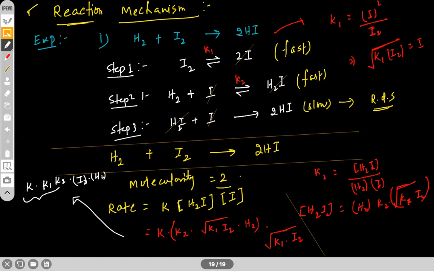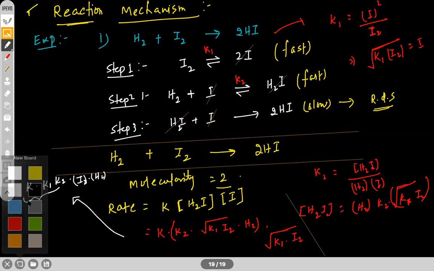For that, we take the help of these two steps. For this one, we can write the equilibrium constant K2 as concentration of H2I divided by H2 into I. That's what I have written here. For this one, we can write I squared by I2. So we'll find out I in terms of I2 from this. So I is equal to root over of K1 into I2. This I, if you substitute here, you will get H2I in terms of H2 and I2. Now this H2I and I we will substitute over here and we'll get this expression.